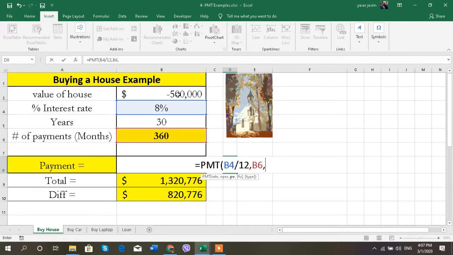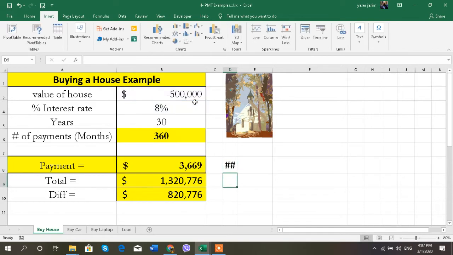what else do I have? Do I have the PV? Yes, I have the PV. Do I have a future value? Do I have a type? No. Just close the bracket and press enter.